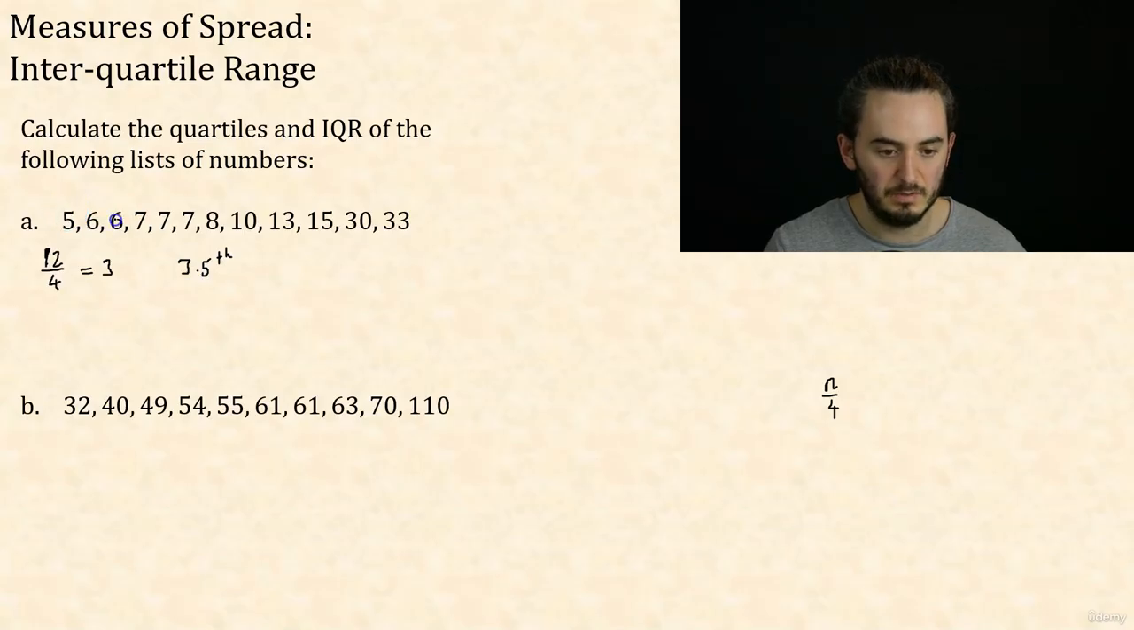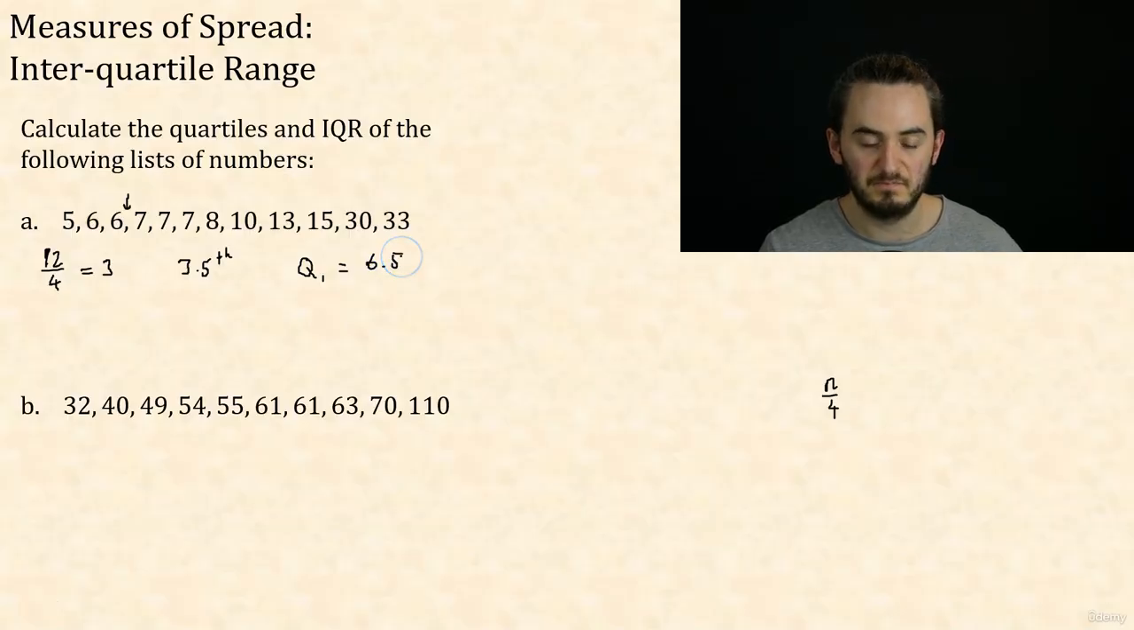So 1, 2, 3, and 4. So my lower quartile sits halfway between 6 and 7. So the lower quartile, which we usually call Q1, is 6.5.